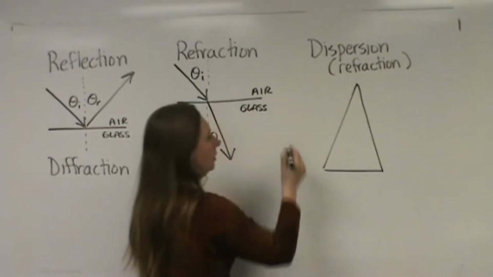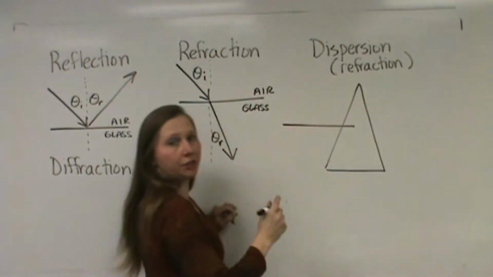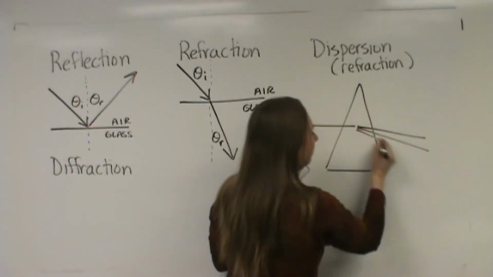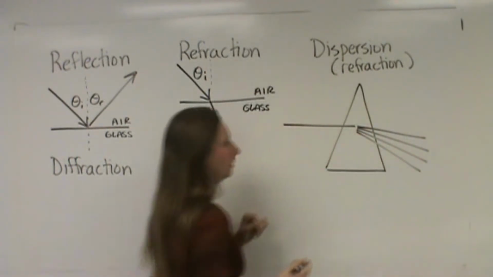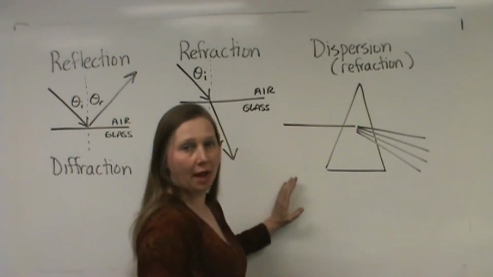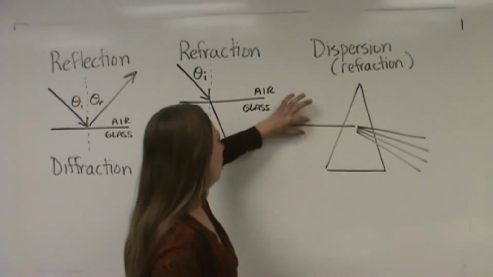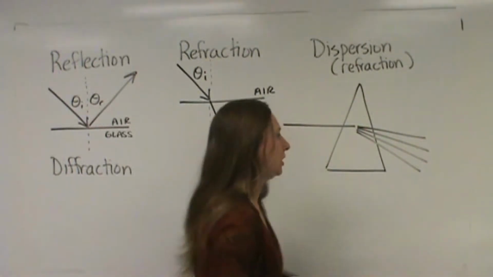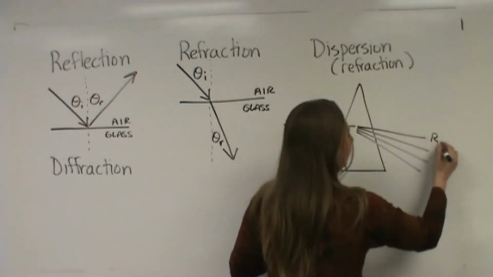Now, dispersion is a form of refraction because the rays are bending. Bending, bending. Dispersion is a special form of refraction where all the different colors that are here separate on this side. This could be red, orange, yellow, green, etc.